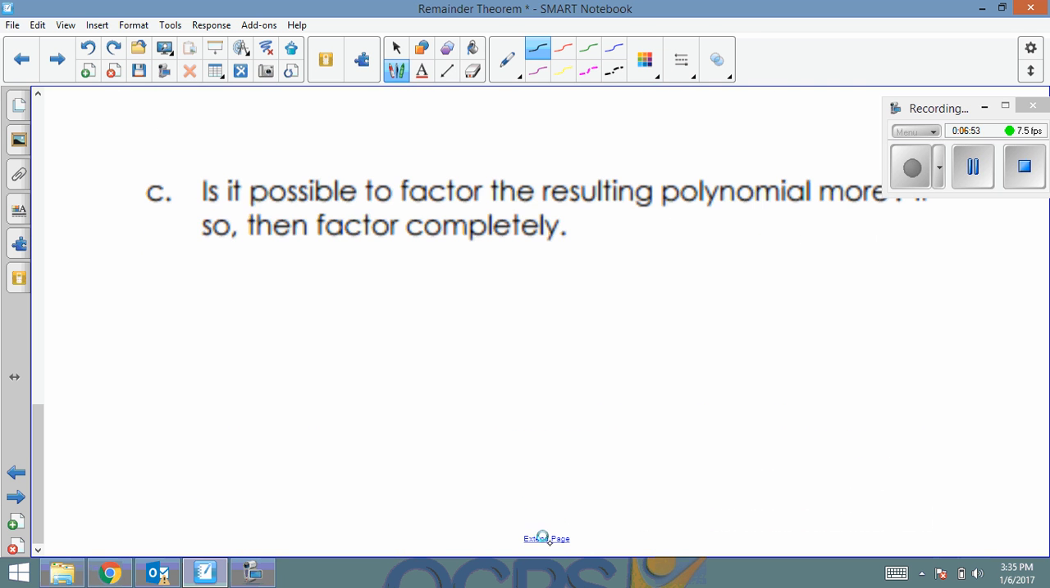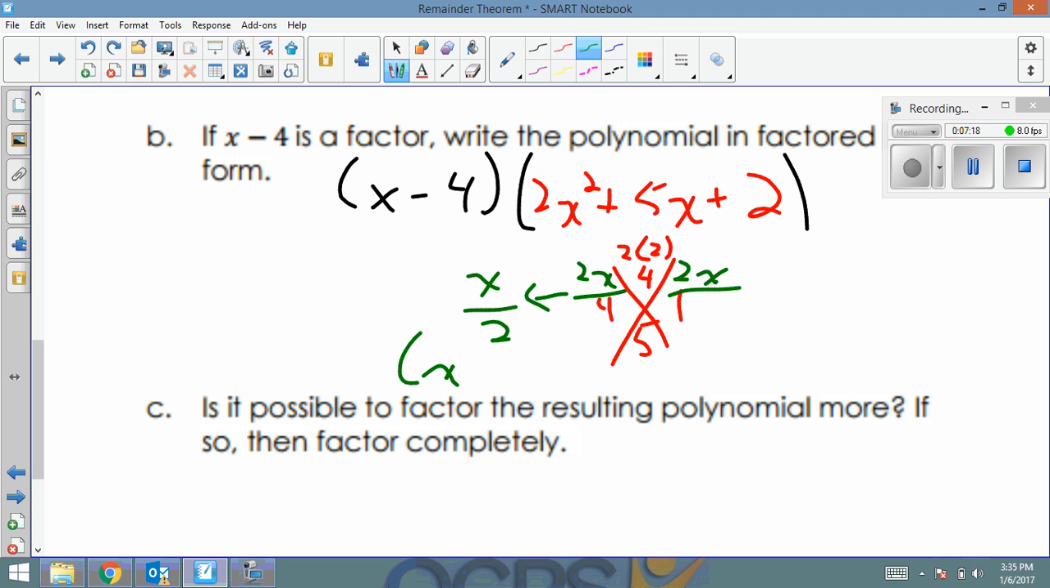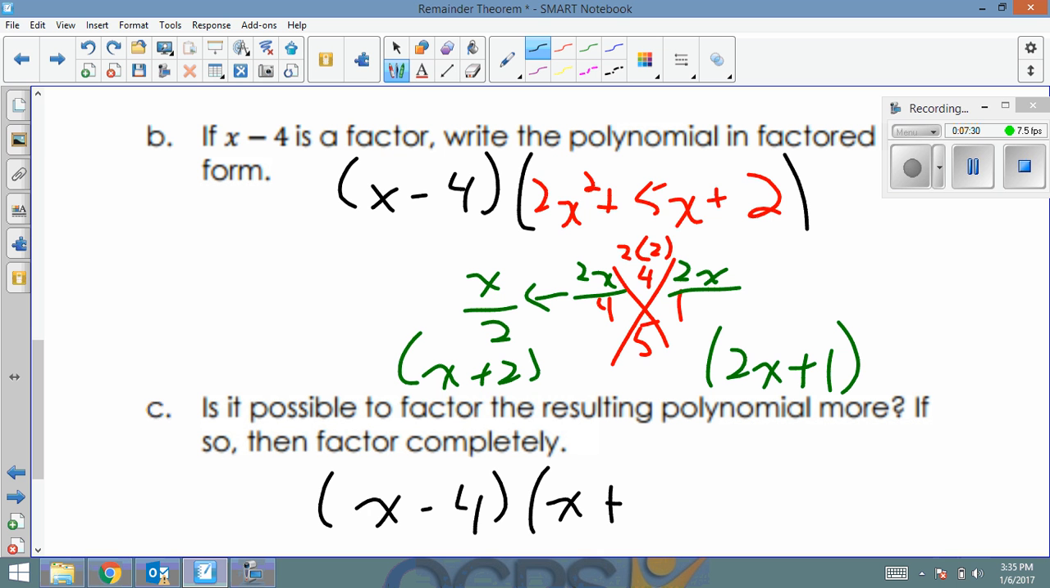So what I'm going to do is I'm going to take this 2x squared, and I'm going to do the x method. Remember, it's a times c. That gives me 4, 5 in the denominator. So we have 4 and 1. So then we have, remember, it's always ax. So 2x over 4 and 2x over 1. So this simplifies to x over 2. So that would be x plus 2 in that one. This one would be 2x plus 1. So our final factored form after we do it all will be x minus 4 times x plus 2 times 2x plus 1.